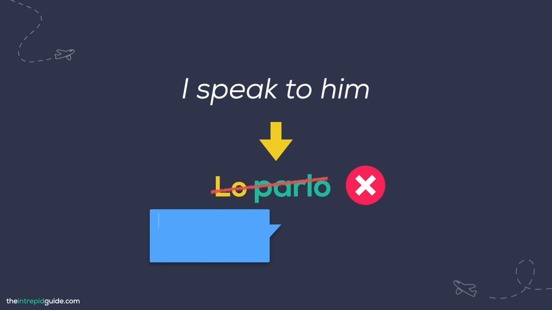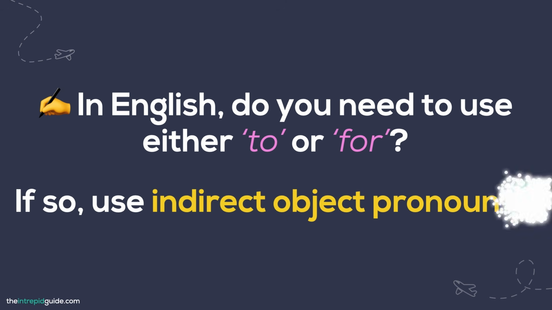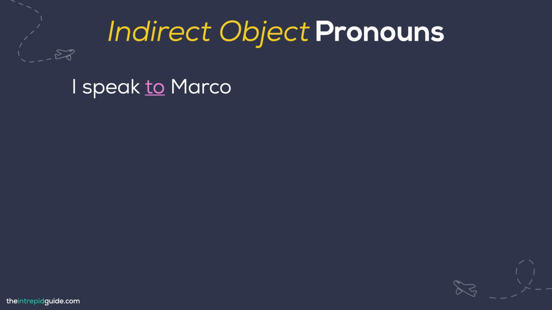Because the verb parlare, to speak, takes an indirect object pronoun, not a direct one. Not sure when to use direct and indirect object pronouns? Ask yourself how you would say this in English. Do you need to use to or for? If so, use an indirect object pronoun. Take a look at these examples. I speak to Marco. This has to, meaning we need to use an indirect object pronoun. And we say, "Gli parlo."